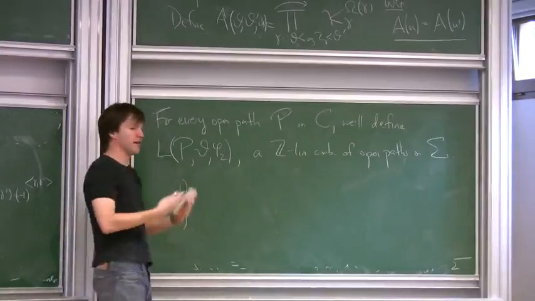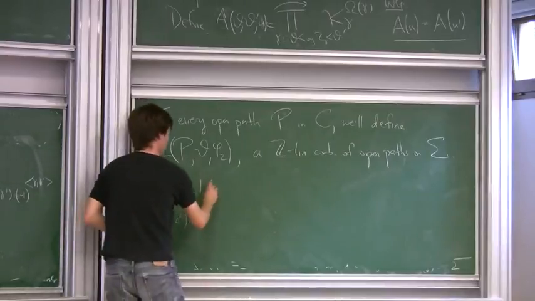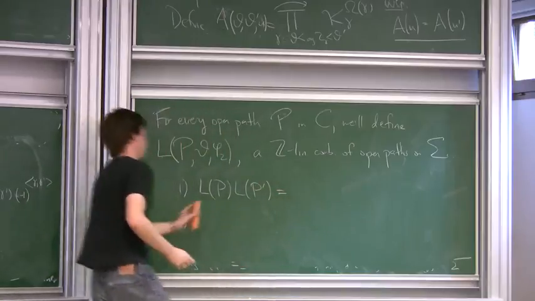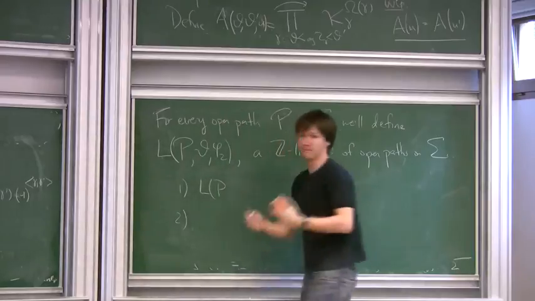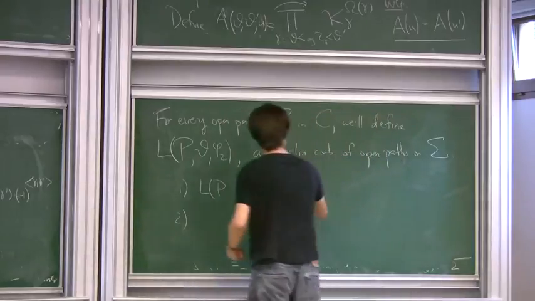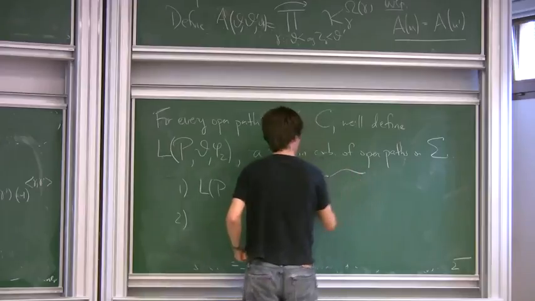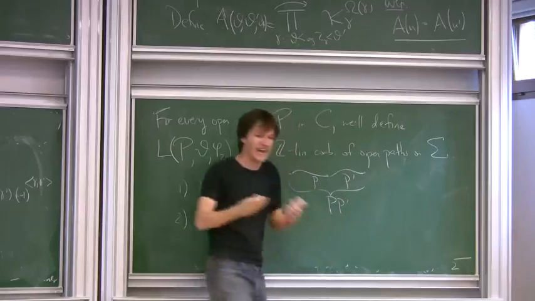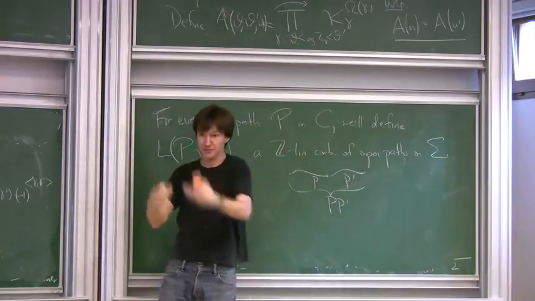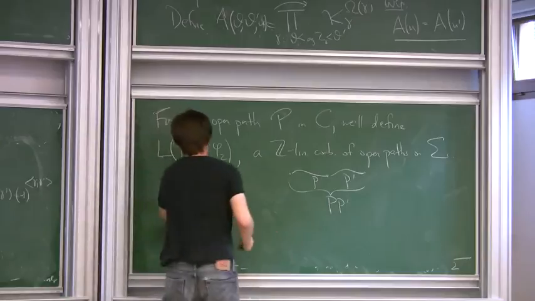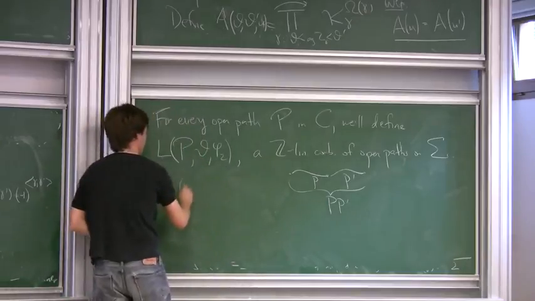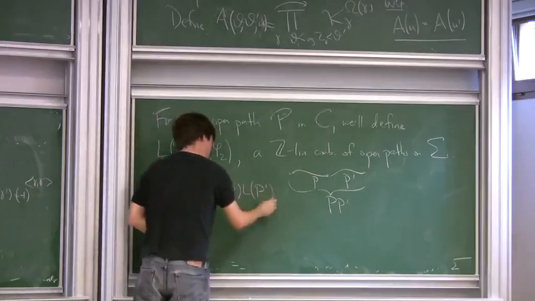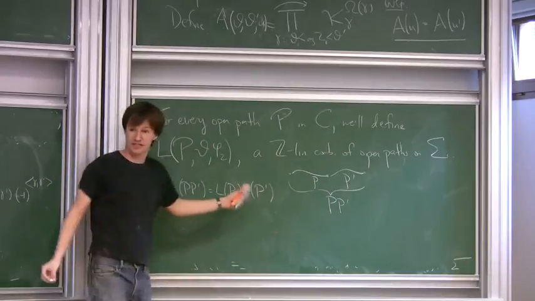The first property is going to be a kind of composition property. Given 2 paths P and P prime that have a common endpoint, I can concatenate them and make P prime. And this path lifting rule is going to be compatible with that structure. So L of P prime is going to be L of P times L of P prime. So that's going to be one thing.